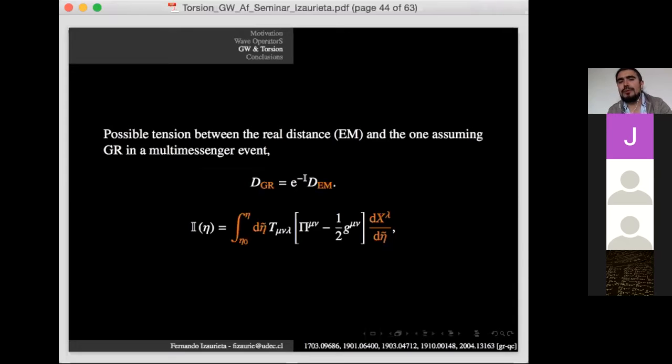And what it will produce is a tension between the luminosity distance measured through gravitational waves and the luminosity distance measured through an electromagnetic measurement, through this expression you can see there. Where this integral is along the null geodesic, and this eta is the conformal time from cosmology.